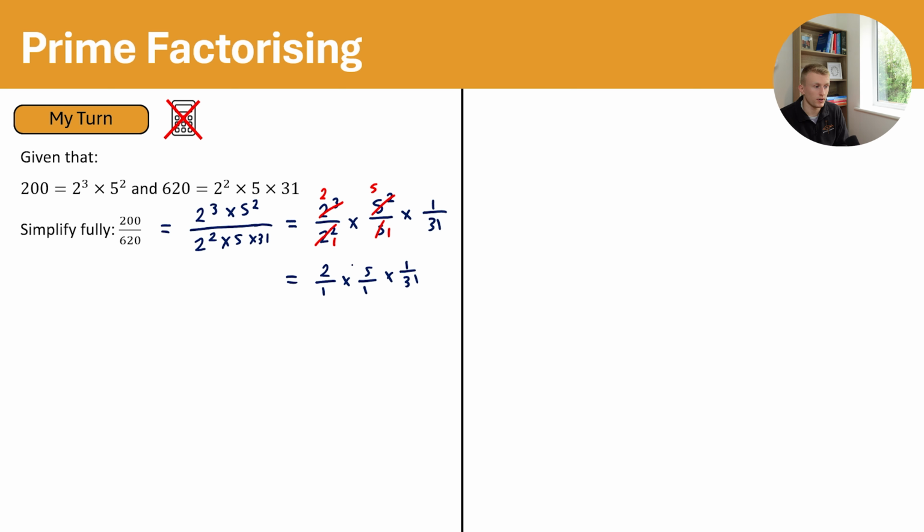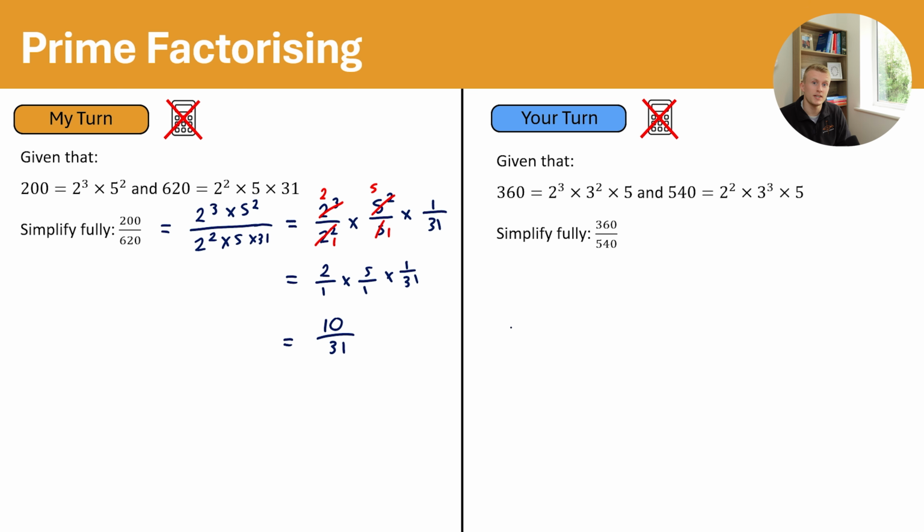And when it comes to multiplying fractions, I multiply all of my numerators together. So 2 multiplied by 5 multiplied by 1, which is 10. And then 1 multiplied by 1 multiplied by 31, which is 31. That's my answer. Pause the video and give this question a go.